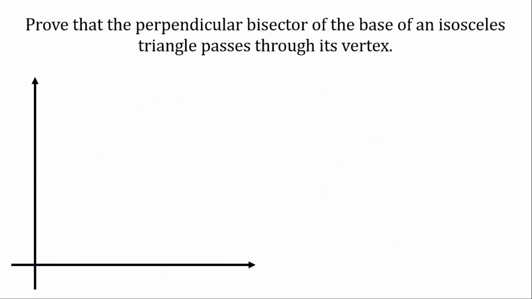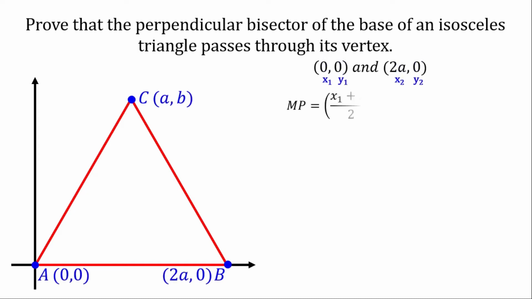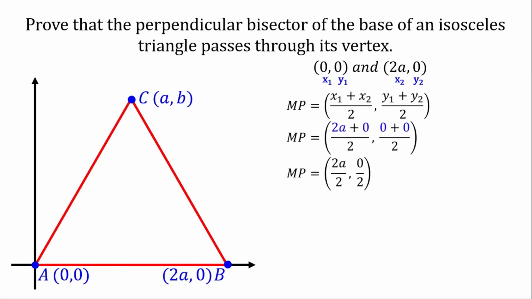Now to prove that the perpendicular bisector of this triangle passes through the vertex, we need to get the midpoint of its base, that is 0 comma 0 and 2a comma 0. We can easily get the midpoint by adding the x coordinates of both points and dividing by 2. That gives us a comma 0, because 0 plus 2a is equal to 2a, divided by 2 is equal to a. So that's how we get that. We name that point D.